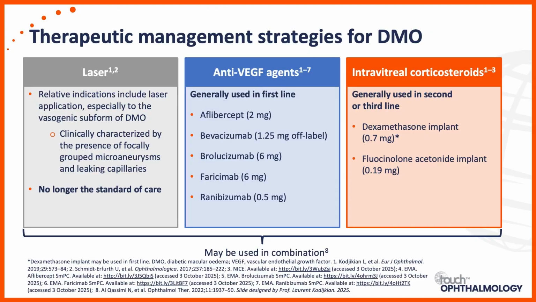And you find the first generation, ranibizumab or aflibercept 2 mg, and their biosimilars, or the second generation, like brolucizumab, faricimab, or aflibercept high dose. On the other hand, you have the intravitreal steroids like dex implant or fluocinolone acetonide implant. They are generally used in second or third line, but you can use dex implant in first line. Of course, we can use both and all of them in combination in combo therapy.